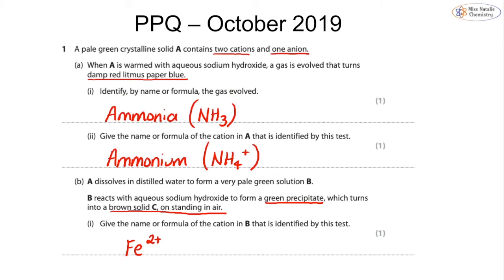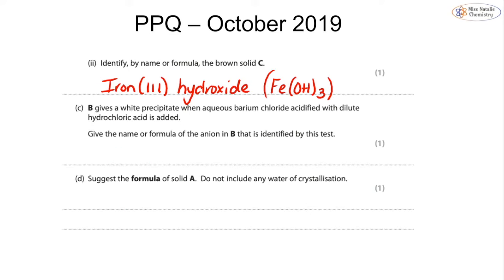So B, so this is our green precipitate that we have formed, will give a white precipitate when aqueous barium chloride acidified with dilute hydrochloric acid is added. So this is asking what is the barium chloride test for. This must be for a sulfate anion. And again, if you give the formula or you give the name, if we give the name, you need to make sure that you have the correct oxidation number as well, which is 6.